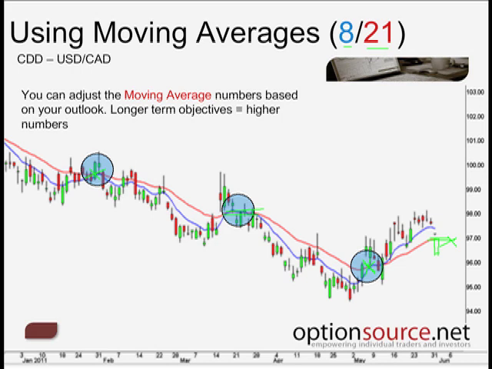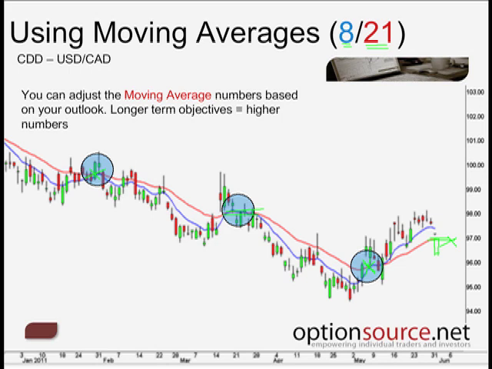But if you have a bigger picture outlook, then what you can do is adjust this to, let's say, a 20 and a 30 or a 30 and a 50 to give you a bigger picture outlook on the trend. And with that in mind, that simply means that the pair value fluctuations that you're going to have to withstand in order to stay with a trend are going to be that much more significant because you're calculating a wider scope of prices.